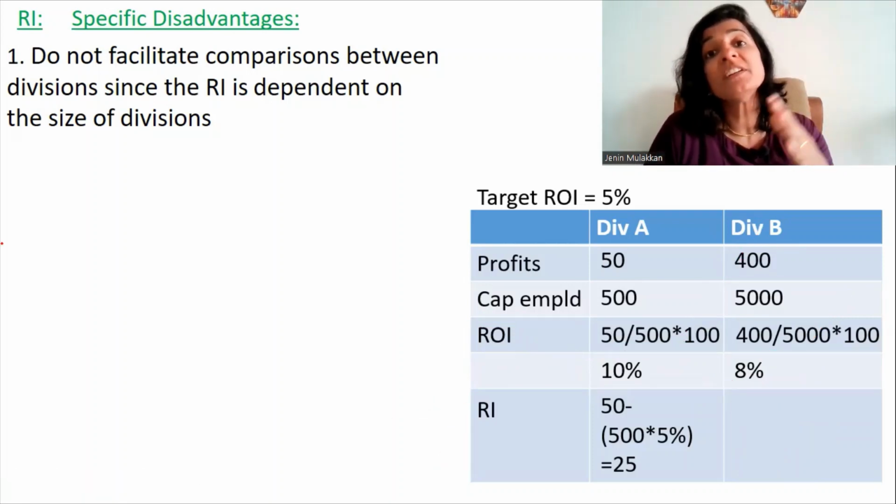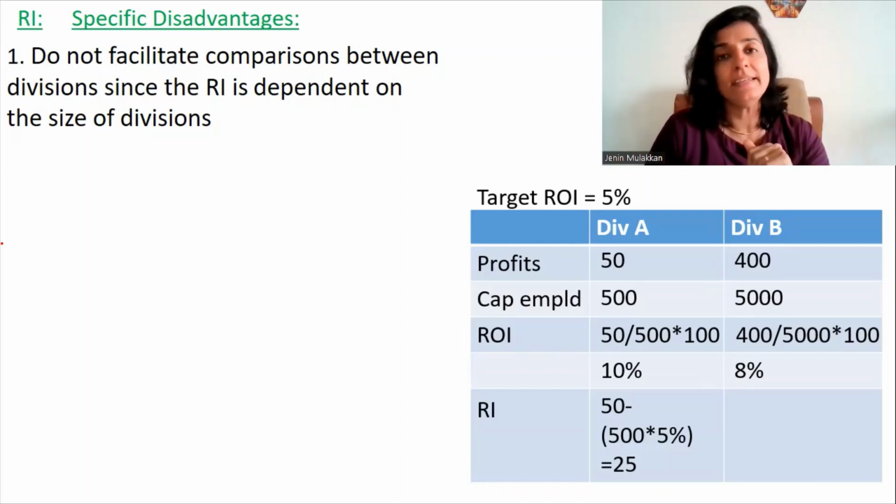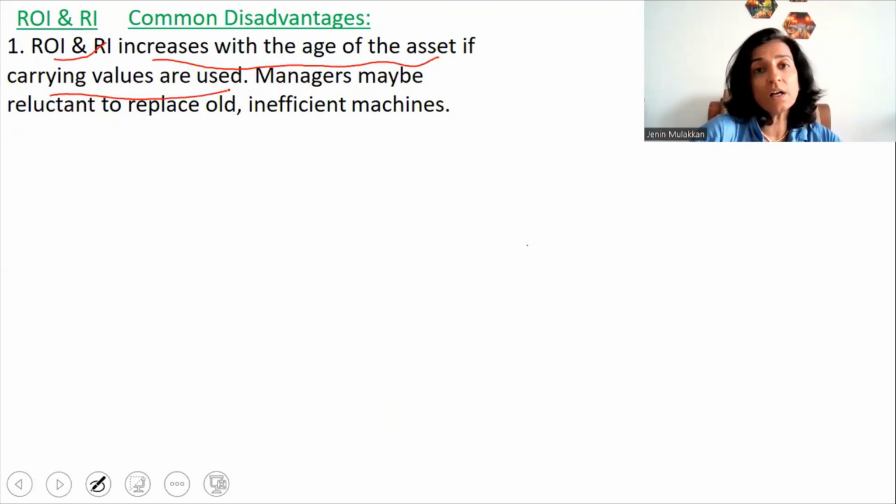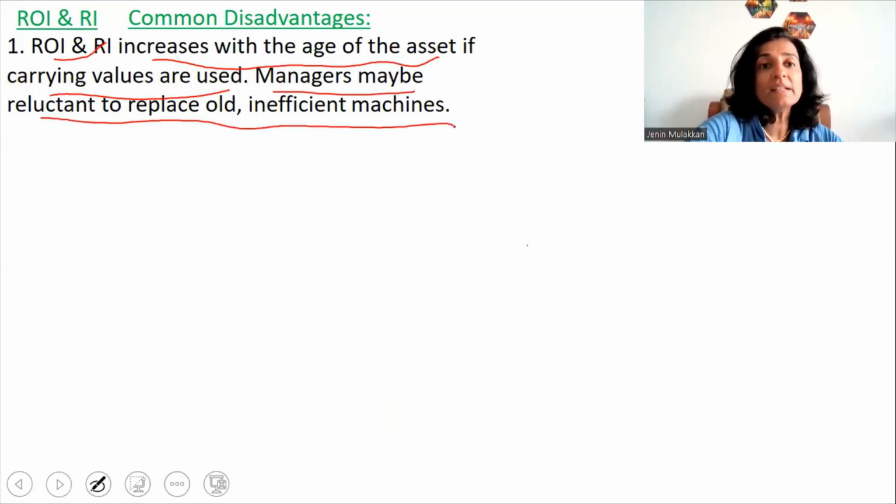Now I will show you the disadvantages which are common to both the ROI and the RI. ROI and RI increase with the age of the asset if carrying values are used. Carrying values means the written down value of the asset, that is after depreciation. So managers may be reluctant to replace old inefficient machines.